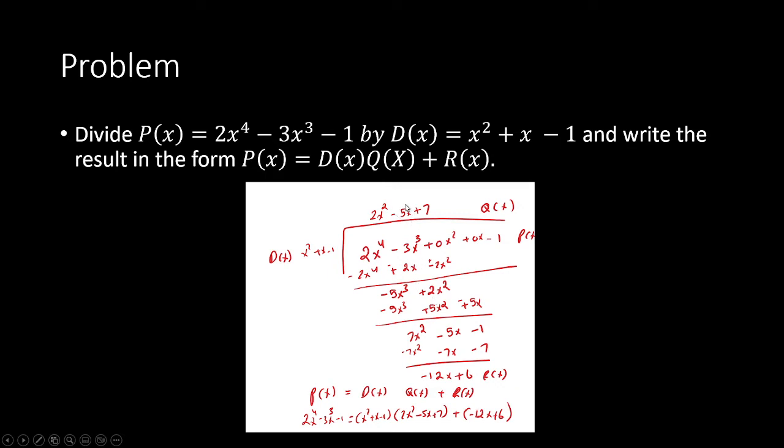Then you find negative 5x. Multiply, you get negative 5x cubed minus 5x squared minus 5x. You get 7x squared minus 5x. Bring down the negative 1. You multiply by 7, you get 7x squared plus 7x plus 7, and you get the remainder negative 12x plus 6. So d of x is x squared plus x plus 1, then my q of x is 2x squared minus 5x plus 7, plus my remainder.